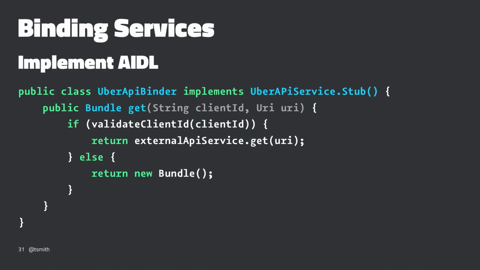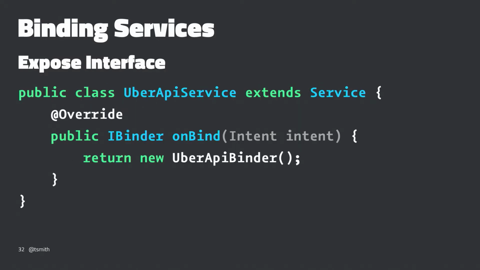Next, we implement the auto-generated stub for the AIDL file. And here we're going to validate the client ID as one that we want this elevated behavior to have. And if that's true, then we're just going to proxy this over to our actual service to make the request. If not, we're going to return an empty bundle, and they can handle the failure case.